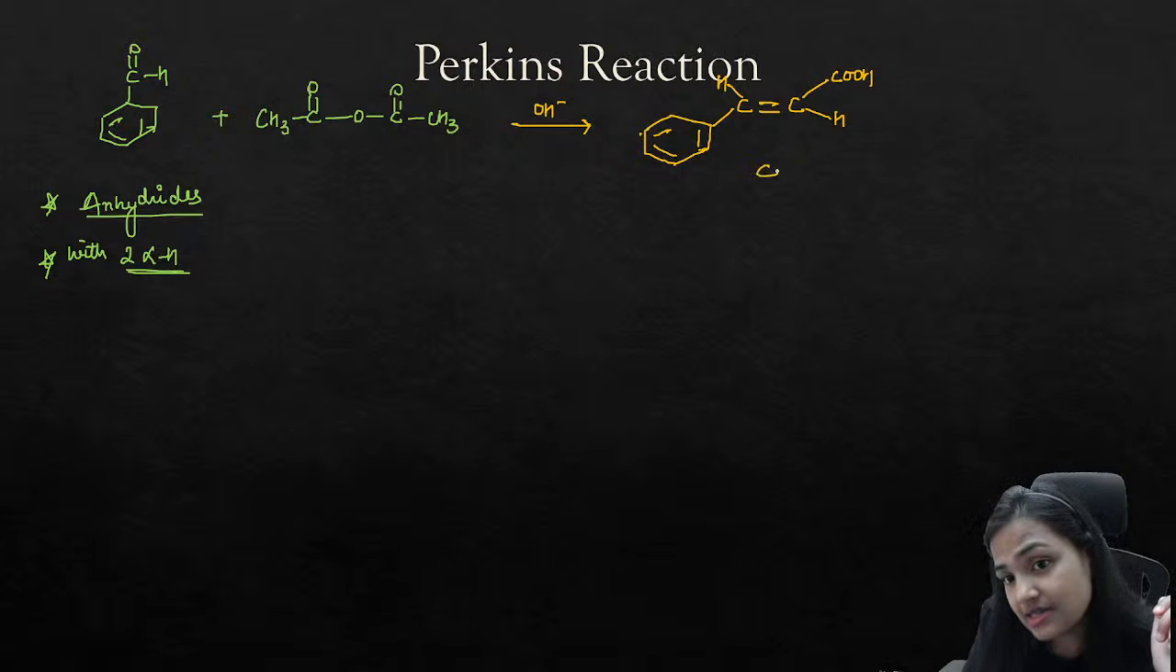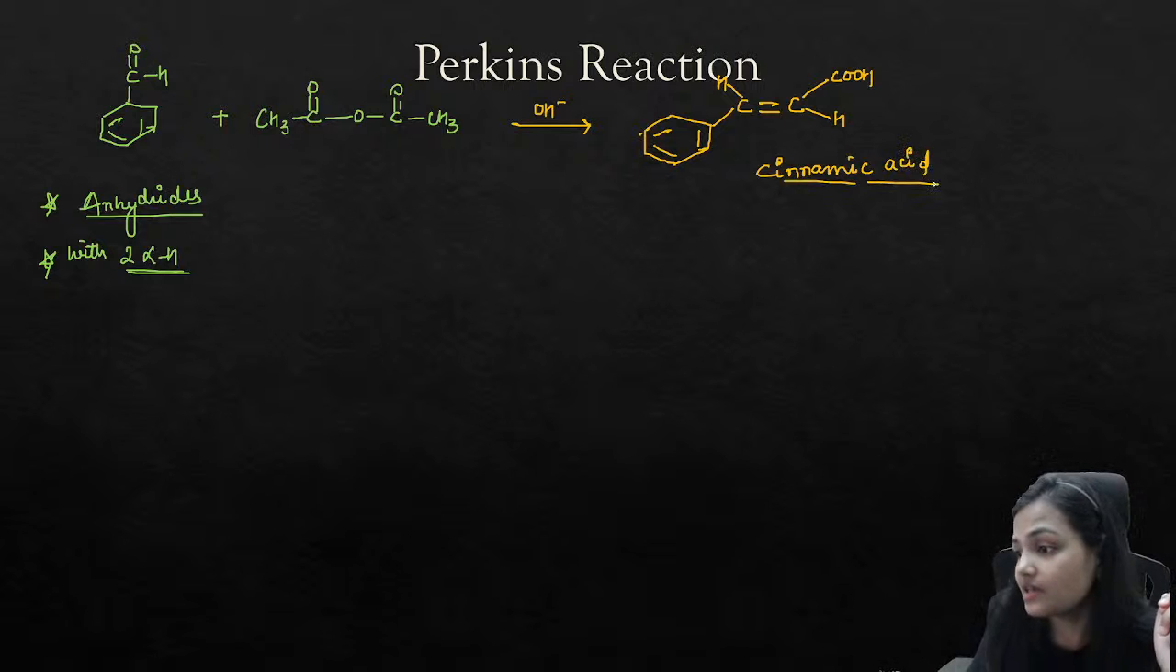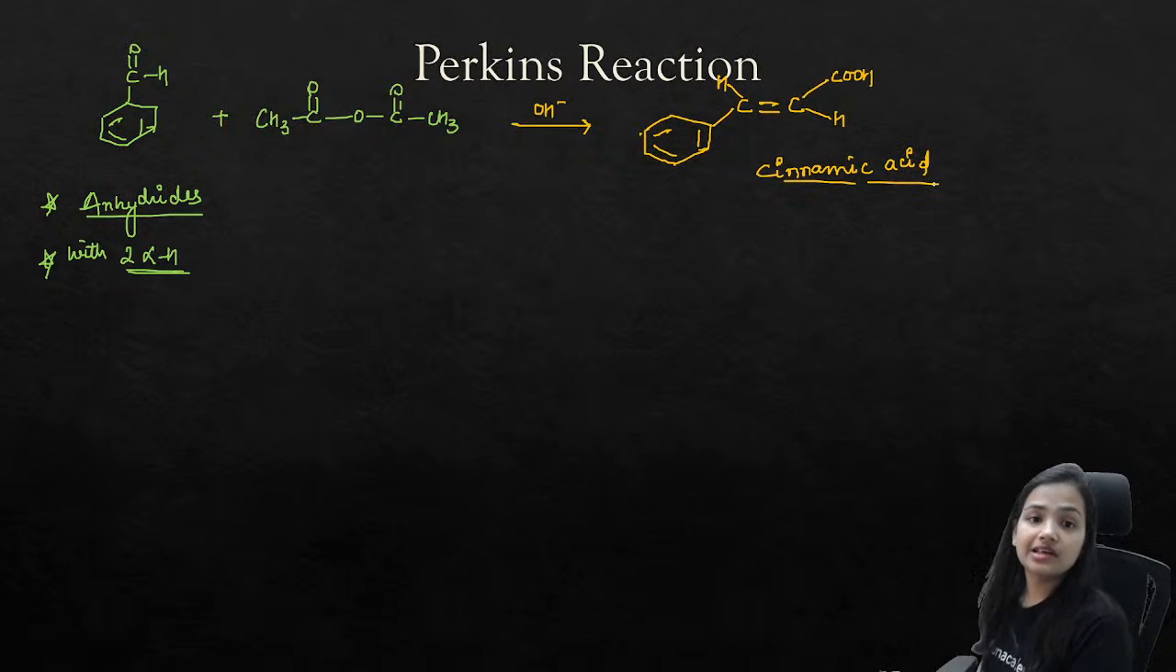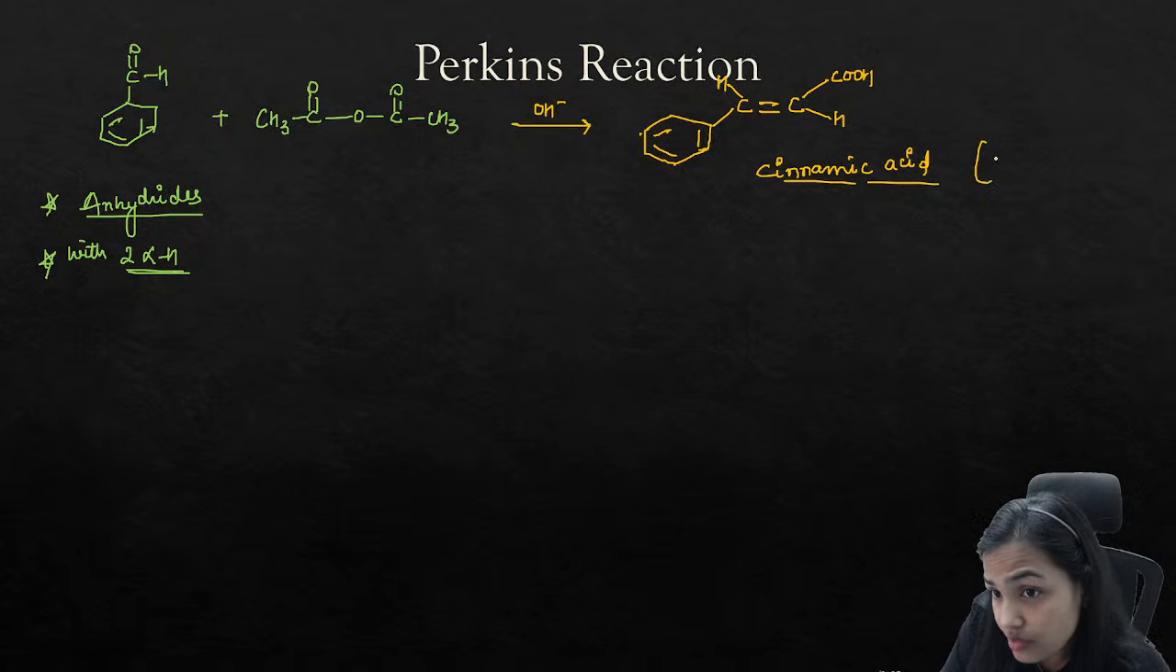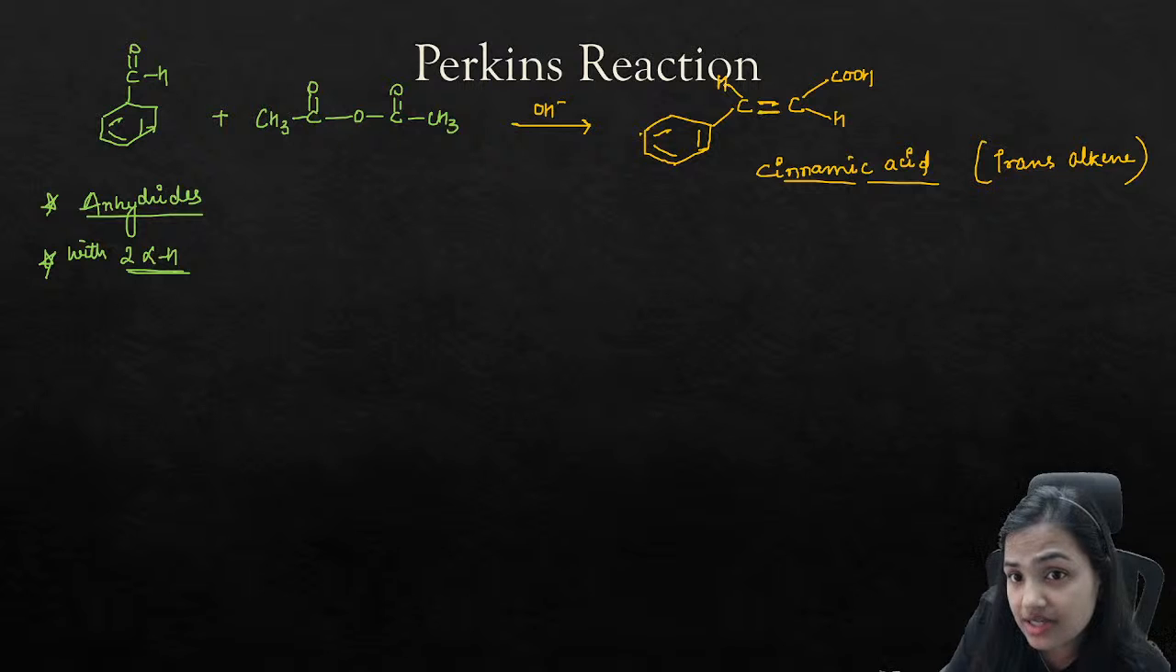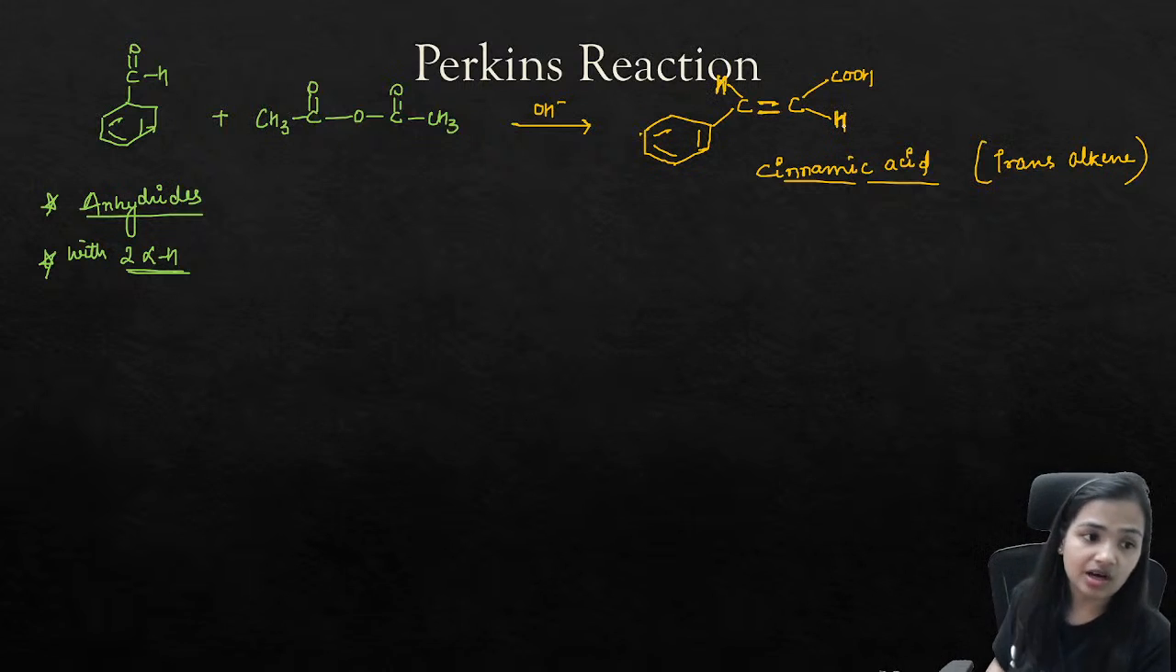That is cinnamic acid. So the product of the Perkin reaction is going to be cinnamic acid, and it is going to be the trans alkene. If you see the stereochemistry of this molecule, it has to be trans. Okay, now let me show you the mechanism of how this reaction occurs.